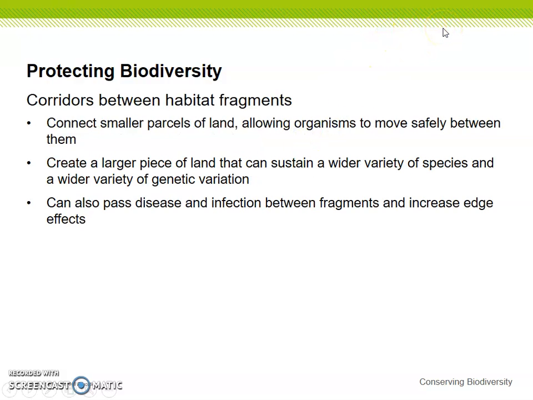Protecting biodiversity. Corridors between habitat fragments. They connect smaller parcels of land, smaller areas, allowing organisms to move safely between them. They create a larger piece of land that can sustain a wider variety of species and a wider variety of genetics, a larger pool so that it is easier for organisms to adapt to a changing environment or to be protected from a disease. Corridors can also pass disease and infection between fragments and increase edge effects.